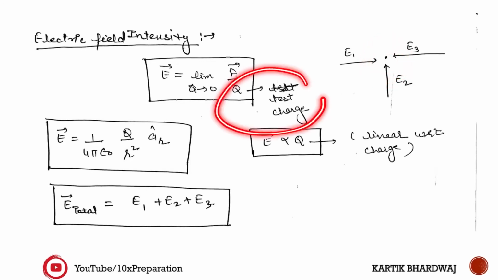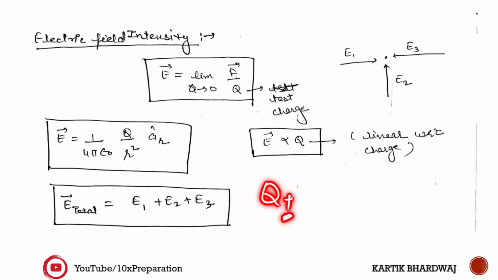So why am I considering this test charge while measuring the electric field with the help of Coulomb's law? Simply so that the electric field of this test charge should be negligible, so that it can't affect the electric field we are measuring, or due to some particular charge we can measure that electric field only. Got it, this point? Very clear. So this is the electric field intensity over here.